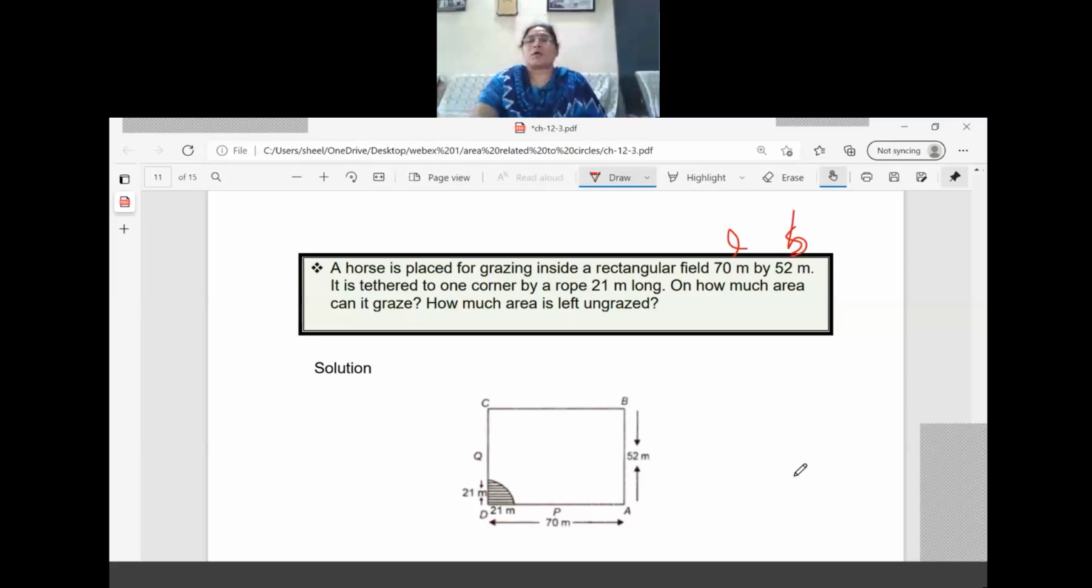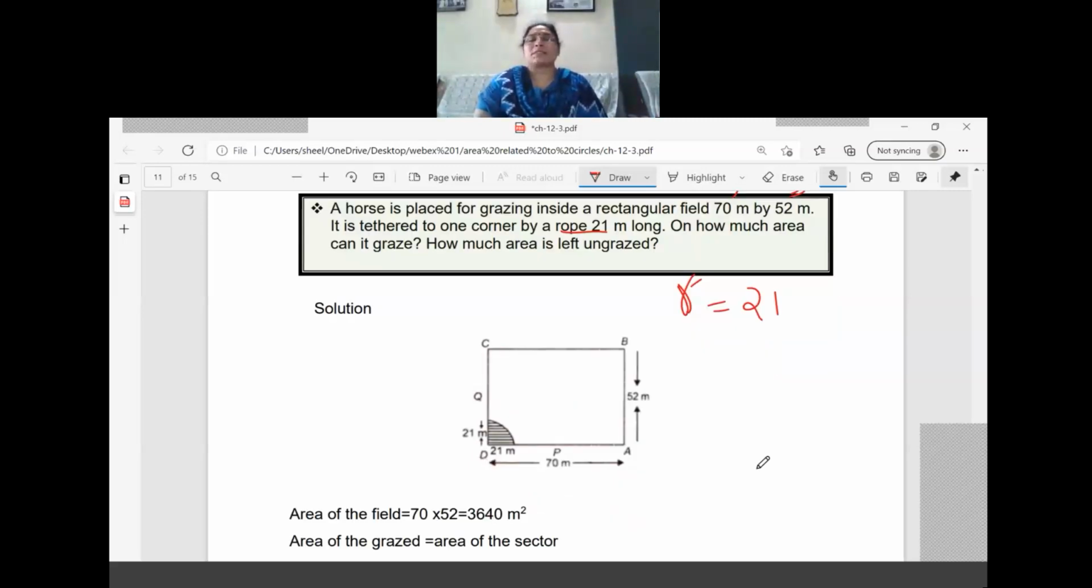Radius equal to 21 meter. On how much area can it graze? Rope length means 21, so R is given, R equal to 21, right? So what is the area it can be grazed and what is it can be ungrazed? See the diagram, you can make out that what it can graze is a quadrant only. So what is the theta there? Theta equal to 90 degree, and the radius is given, that is 21. So the shaded portion is the area which it can graze on.